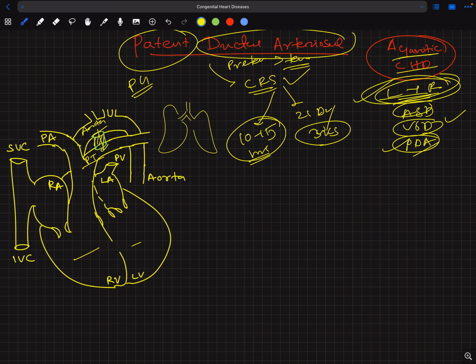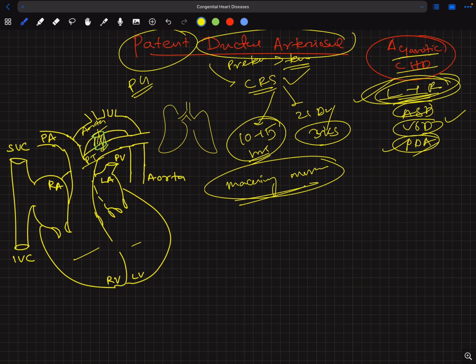There is a characteristic type of murmur that is only heard in PDA. It is called a machinery murmur. A loud continuous machinery murmur is heard in case of PDA. It is a type of shunt murmur. In VSD we discussed pansystolic murmur, which is also a shunt murmur. The machinery murmur is mostly heard in the parasternal area of the second left intercostal space.